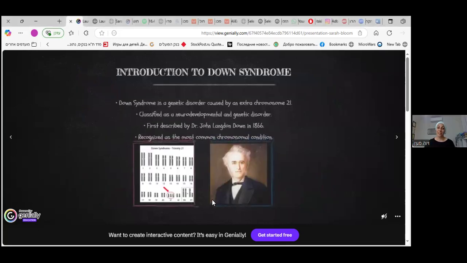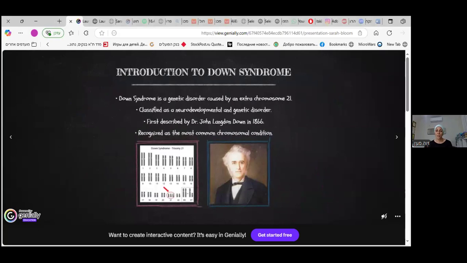Down syndrome is a genetic disorder caused by an extra copy of chromosome 21, which is why it's also called trisomy 21. It's classified both as a genetic and neurodevelopmental disorder because it affects the brain and development. The condition was first described in 1866 by Dr. John Langdon Down. Today, it's known as the most common chromosomal disorder worldwide.